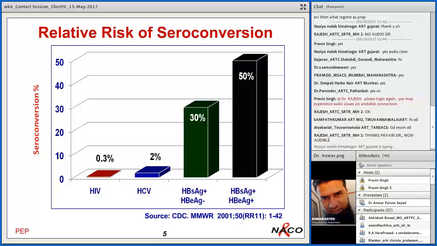That is, 3 out of 10 times there will be a risk of seroconversion. This risk also increases if someone is HBe antigen positive. Why this happens is because if someone is only surface hepatitis B antigen positive, and HBe antigen is negative, then viral load is considered to be less. And if someone is both HBs antigen positive and HBe antigen positive, then it is more likely that the viral load of HBV is more in that person's body, and then the risk of transmission is again, for the same reason, more.